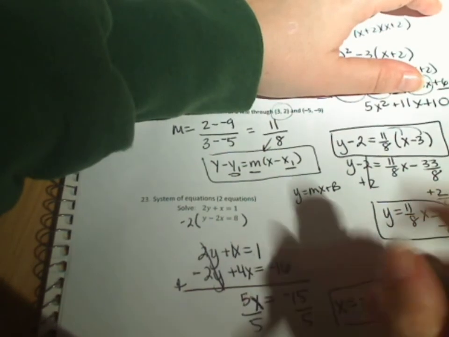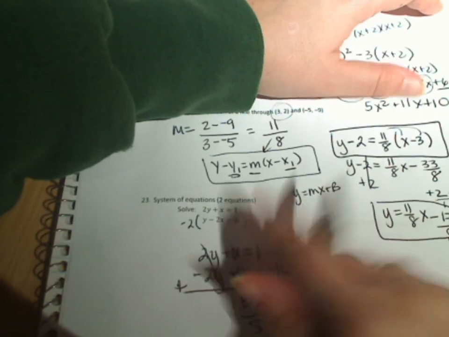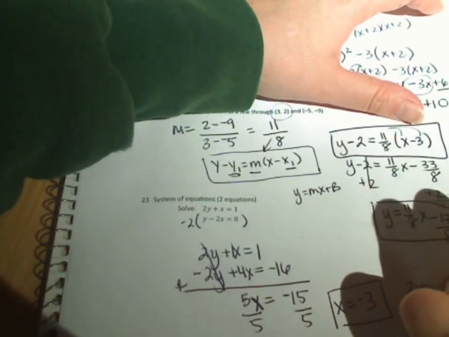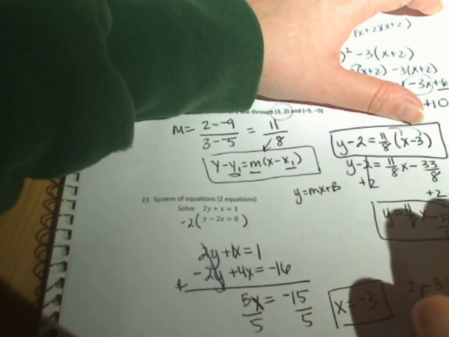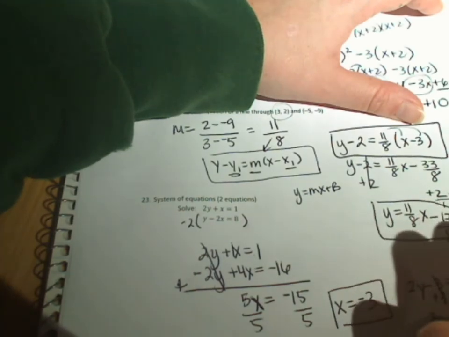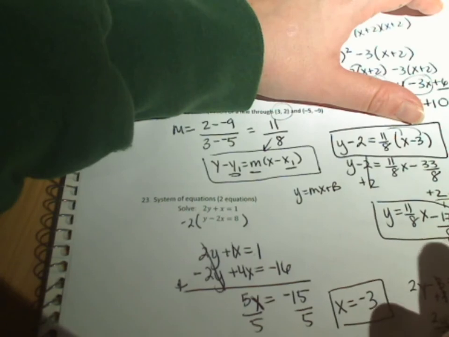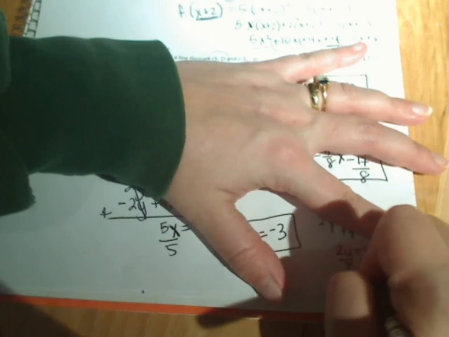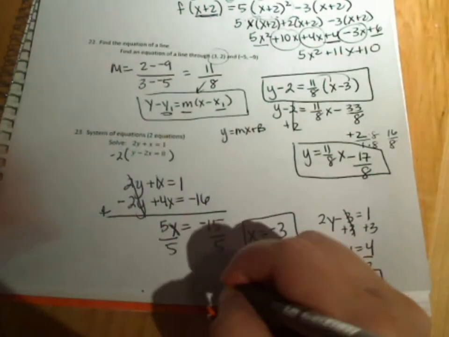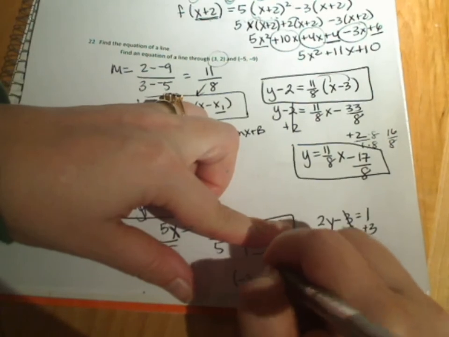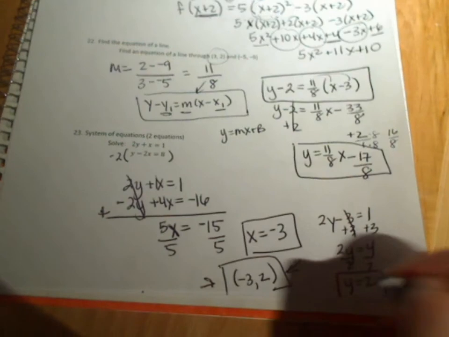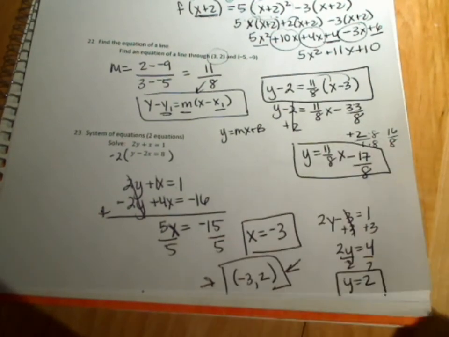Now I've got to go back and figure out the y. So just take it and either plug it into the top or the bottom, whatever you like. 2y minus 3 equals 1. 2y equals 4. y ends up being positive 2. So the ordered pair is negative 3 and positive 2. Or just x is negative 3 and y is positive 2, depending on how they give you the answers in the final.